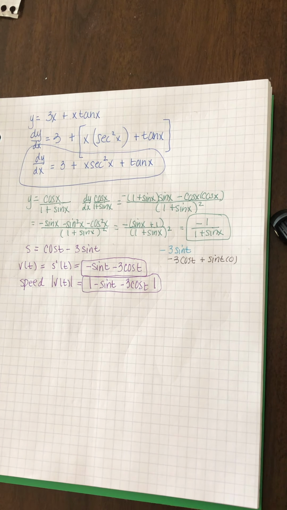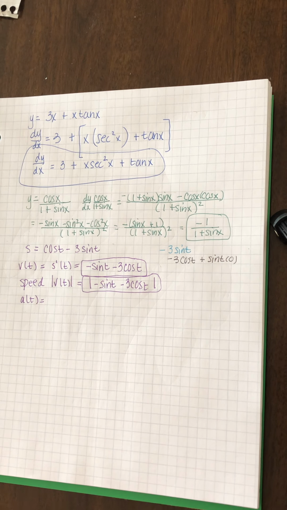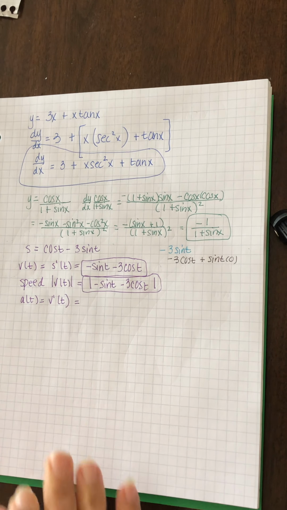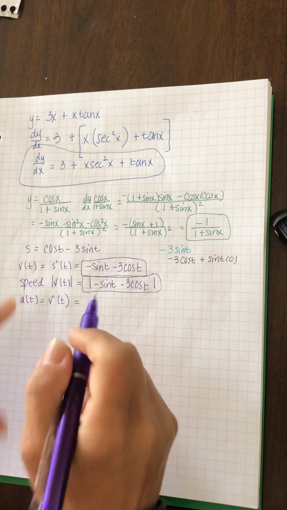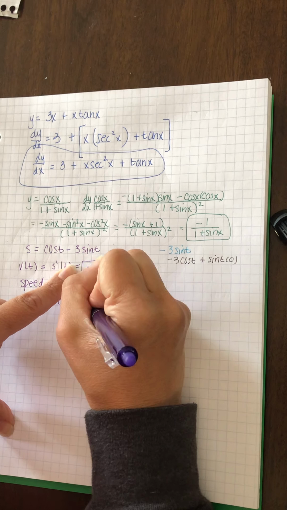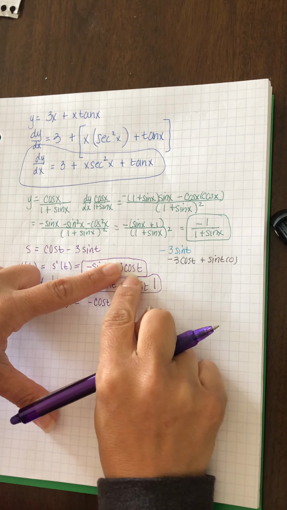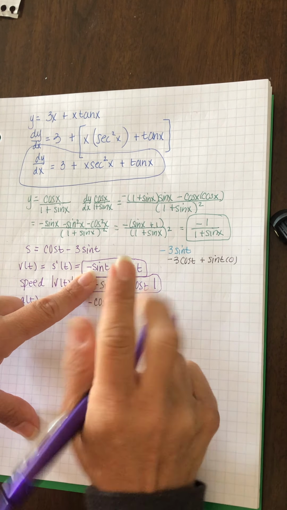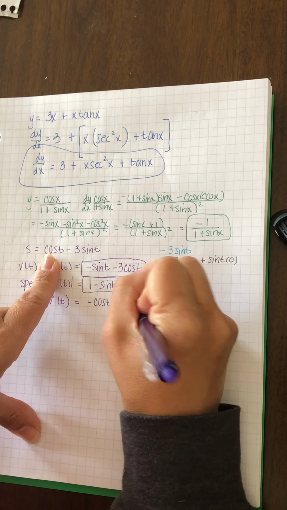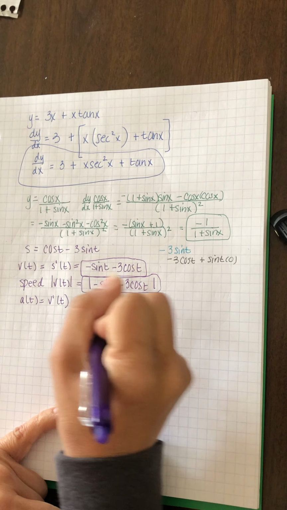And then the next thing they ask for is acceleration. So the acceleration a of t is the derivative of the velocity v of t. Okay, so I'm just going to do it up here. So you have -sine t. The derivative of sine is cosine, so you get negative cosine t. And then the derivative of cosine is negative sine, so times -3 is plus 3 sine t. Okay, and there is my acceleration.